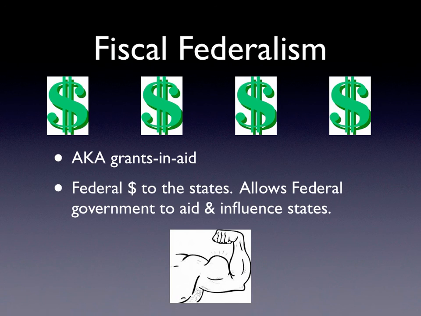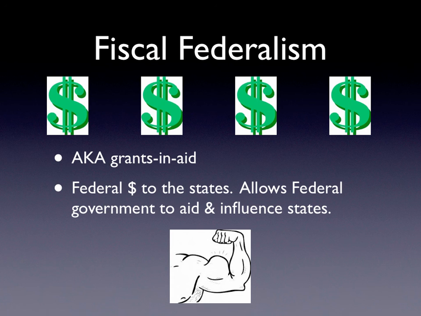Now, we're going to talk about money a little bit. Obviously, money makes everything go round, so we have a term called fiscal federalism, fiscal meaning money. Another term for this is grants and aid. So we're talking about when the federal government gives money to the states. That happens all the time. Federal money is spent by giving it to the states.